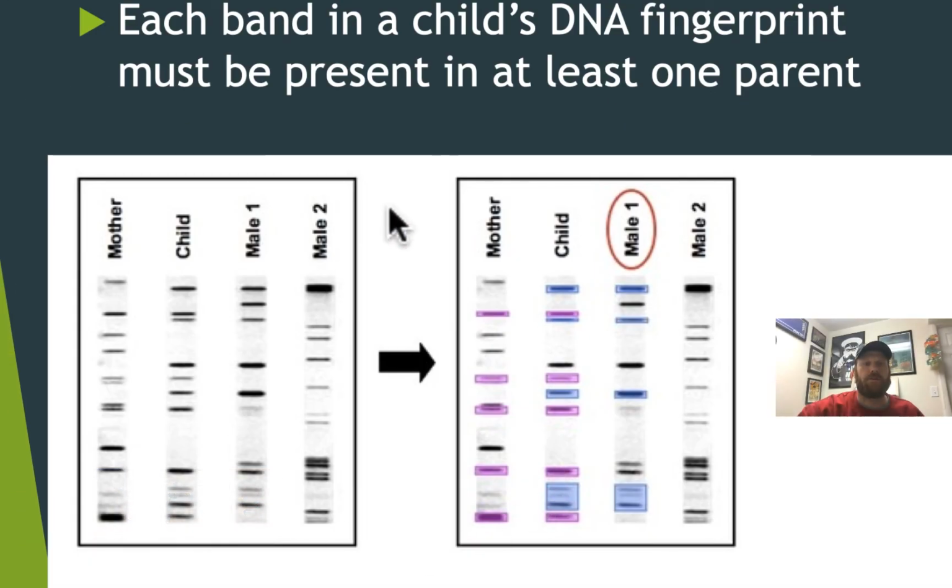When you look at the gel that was created to determine paternity, the bands of DNA fragments from the child have to match at least one of the parents' bands. So this first band of DNA fragments from the child match male number 1. The second band matches mama. The third and fourth bands match male number 1. The fifth band matches mama again. If you keep going, you can see that male number 1 better be ready to rise above and own the fact that he is now a daddy.